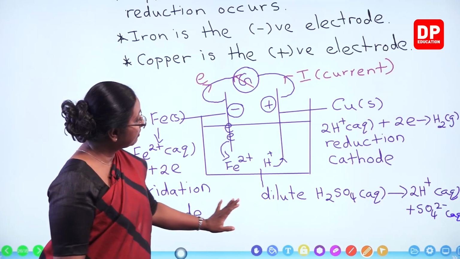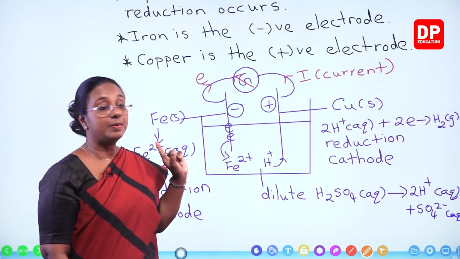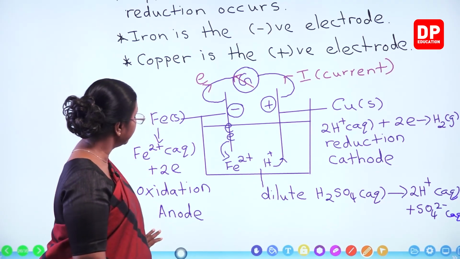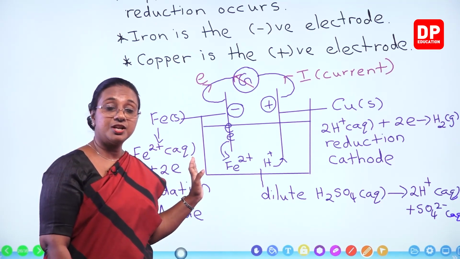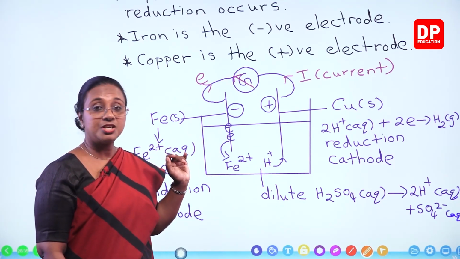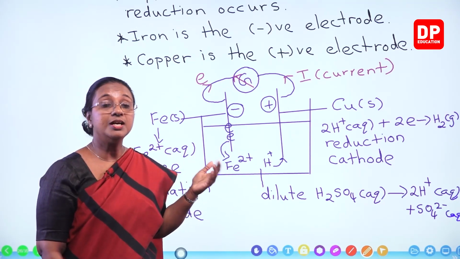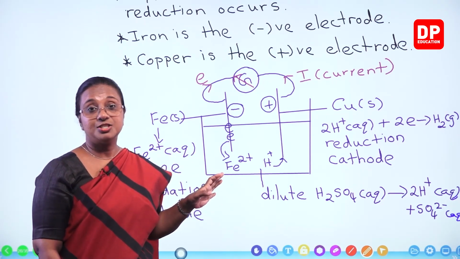So this is how the electrochemical cell using iron and copper electrodes functions. You all have to remember the half equations, half ionic reactions, the oxidation half ionic reaction, the reduction reaction, and the balanced ionic equation or the electrochemical reaction. Is that clear to you all?